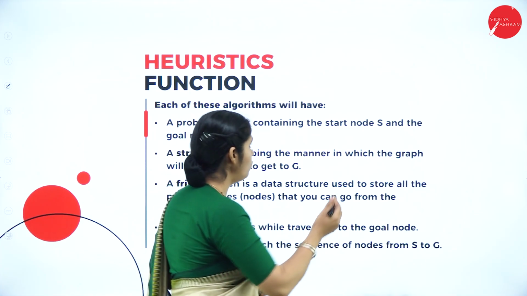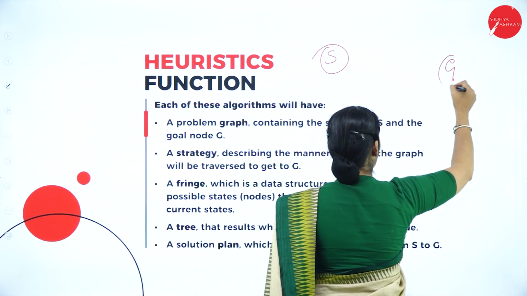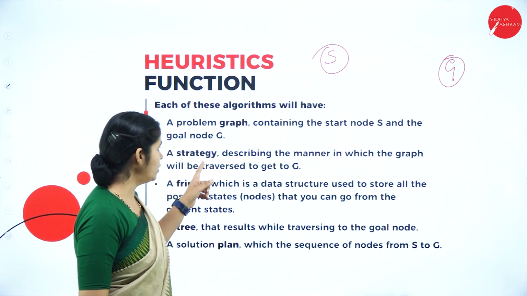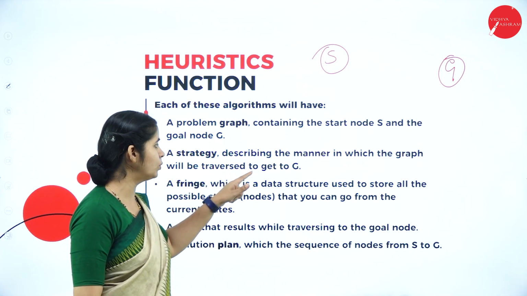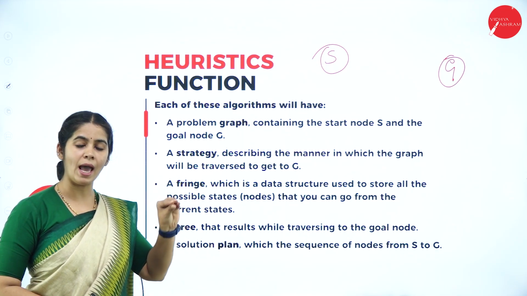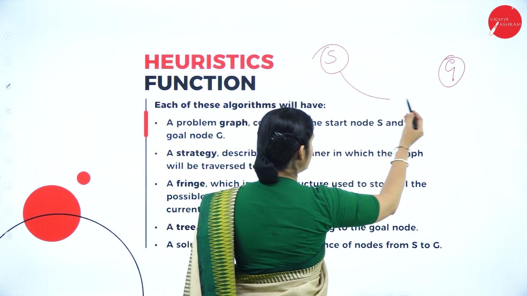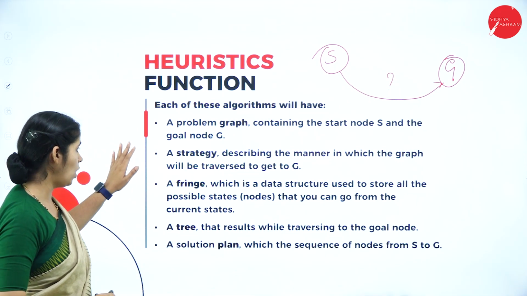What do you have to have? One start node and one goal node, or the destination node, you should have. A strategy describing the manner in which the graph will be traversed to get to G. You have to have one strategy, one plan of action. How I am reaching from S to G, that you should have for every algorithm.